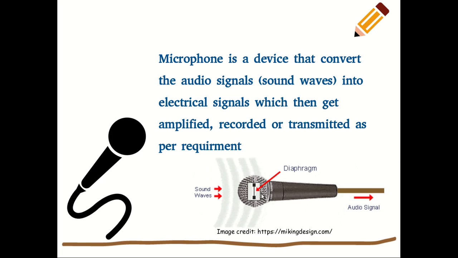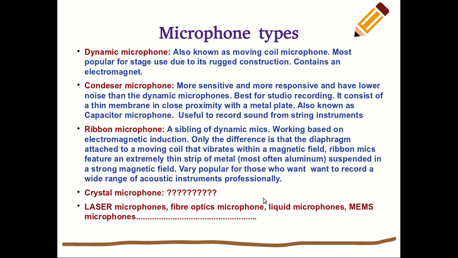Now there will be some structure that converts the vibrations of this diaphragm into electrical signals as per our requirement. In this way, the sound waves get converted to the electrical signal in a microphone. Depending on the structure present alongside the diaphragm, the structure that converts the movement of the diaphragm to the electrical signal, a microphone is classified into many categories.